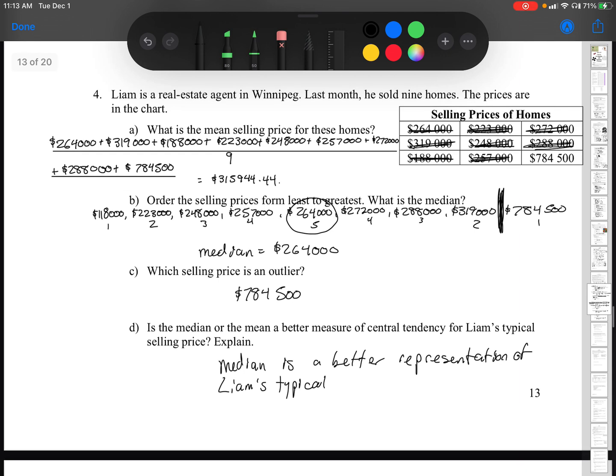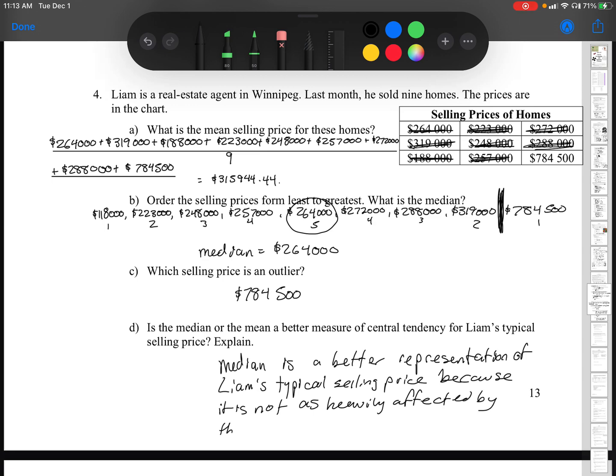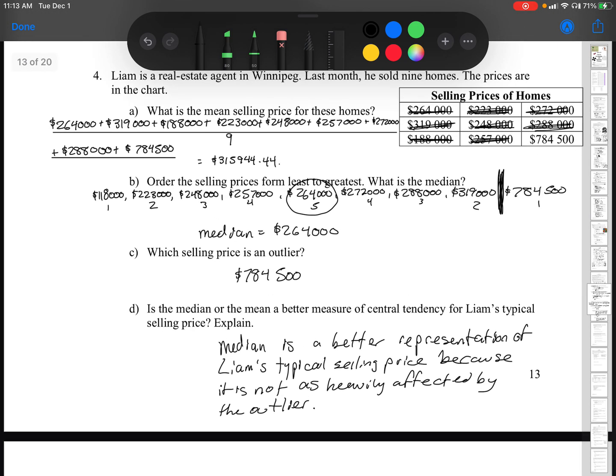Where are we here? There we are. Selling price, because it is not as heavily affected by the mean or by the outlier. Okay, so that's what I was saying at the very beginning, where the mean is very heavily affected by the outliers, which is why we do the trimmed mean to begin with.